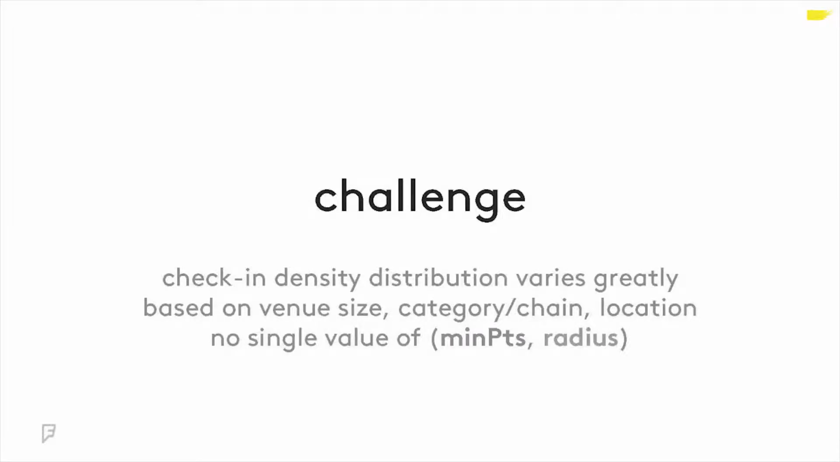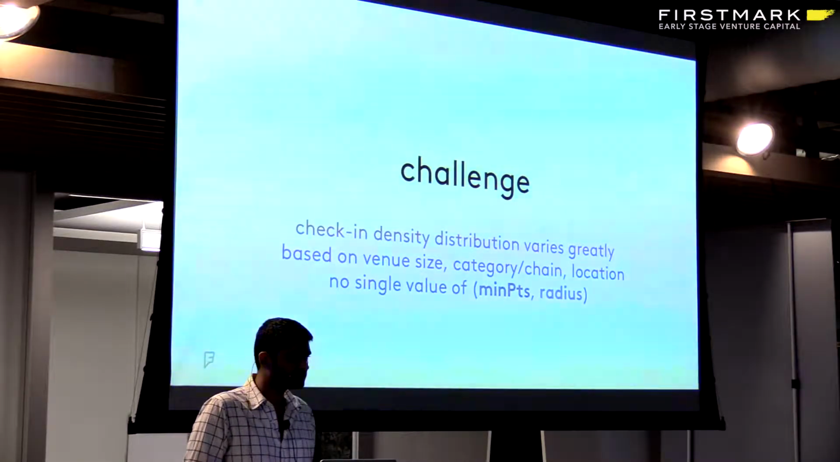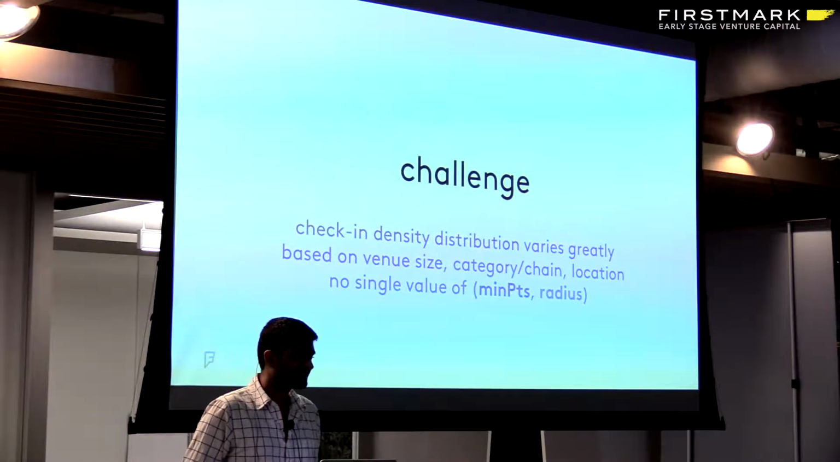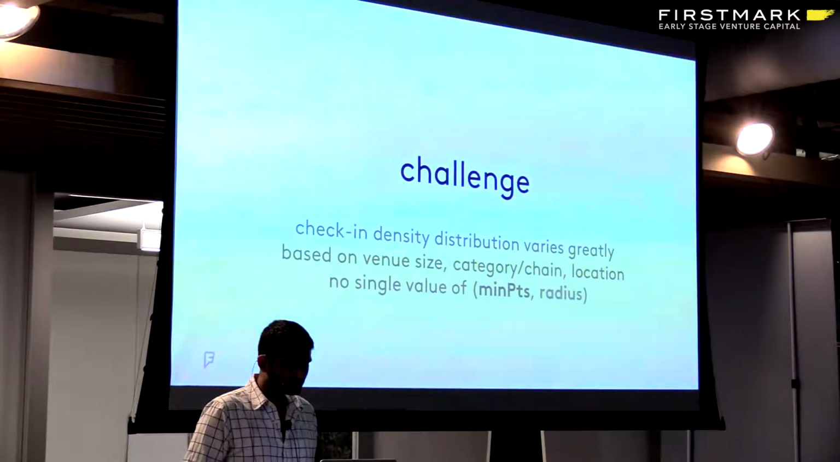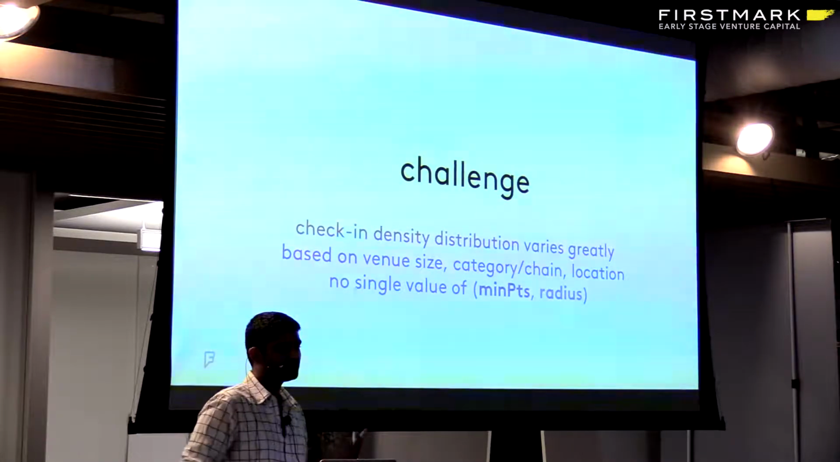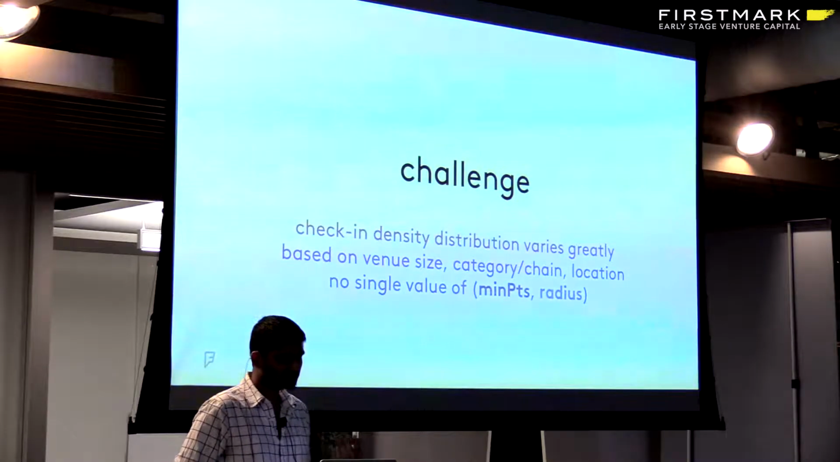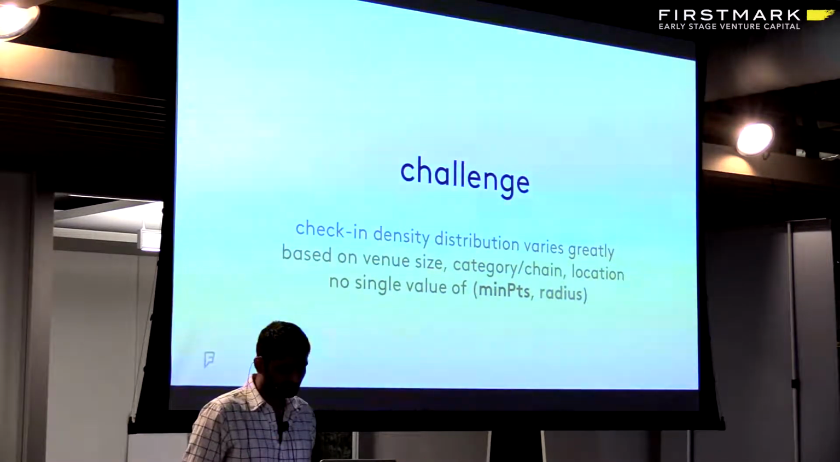There is a problem, though. The problem is essentially what we noted earlier as a disadvantage of DBSCAN, which is that the distribution of check-in densities varies significantly across the world. It tends to vary as a function of venue shape and size, which in turn depends on category or chain. It depends on where the venue is located in the world. So for instance, if you were to visualize the check-ins at a suburban Target, that would look very different from a bar in Manhattan, right? So there is no single value of min points and radius that would work across our entire venue database.